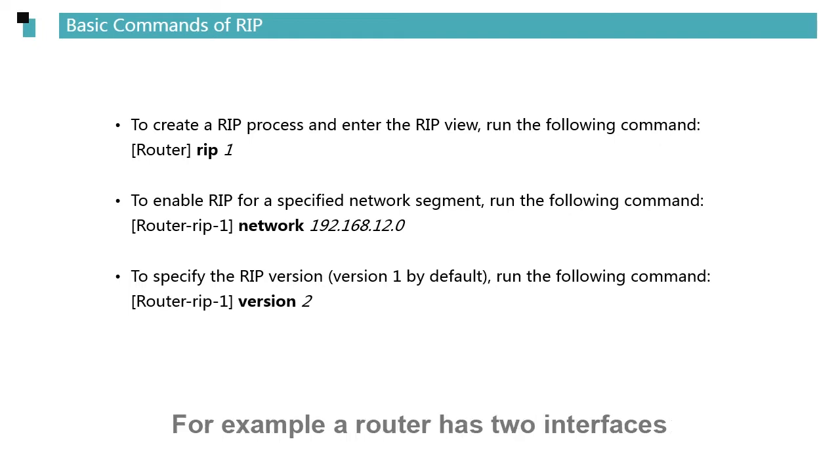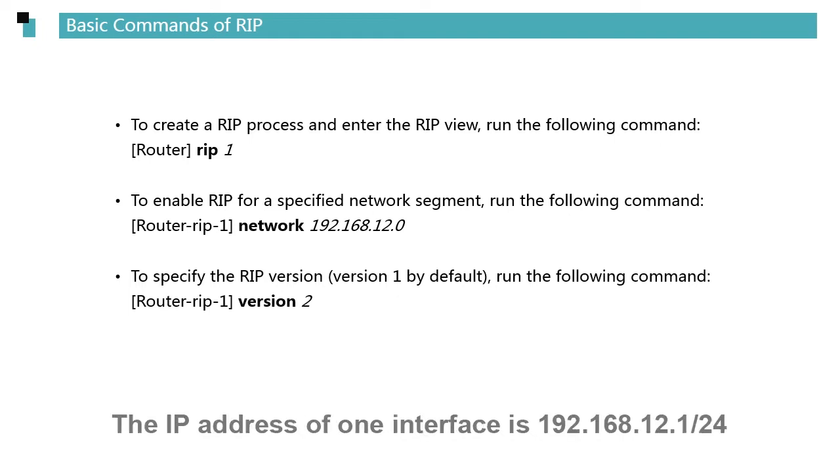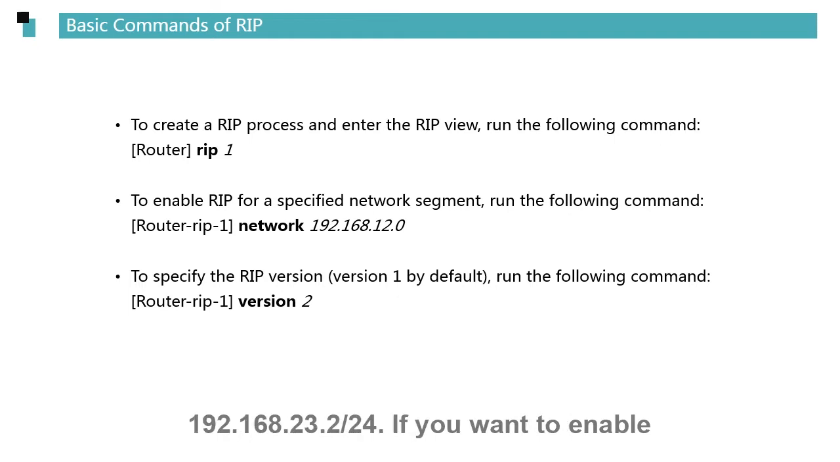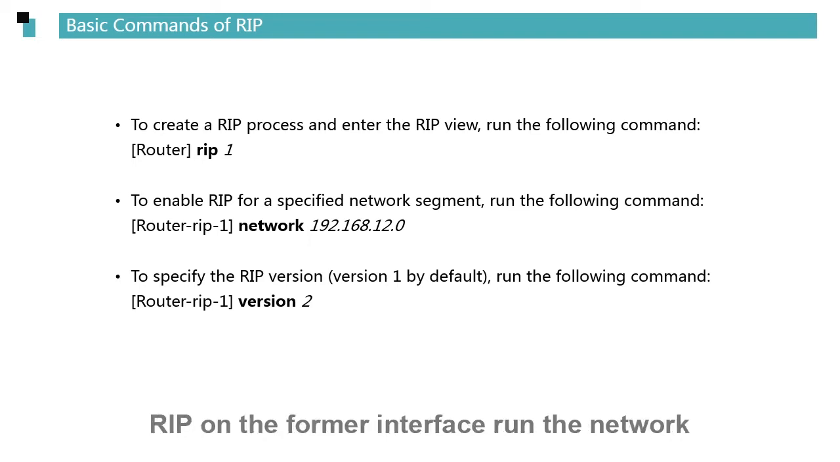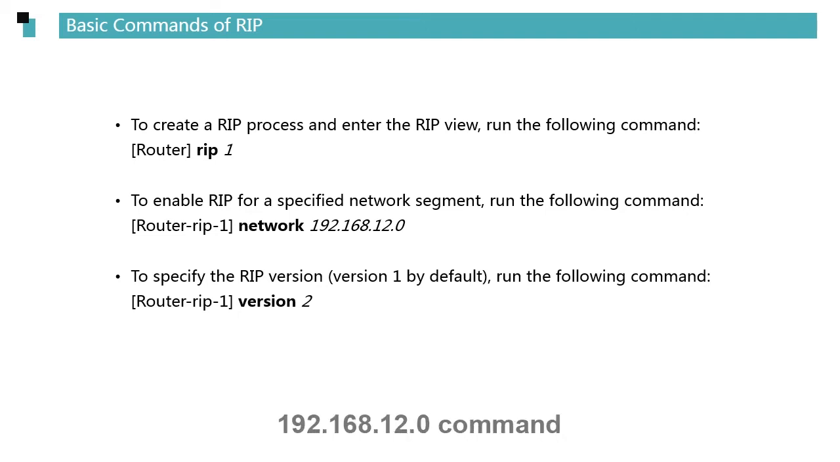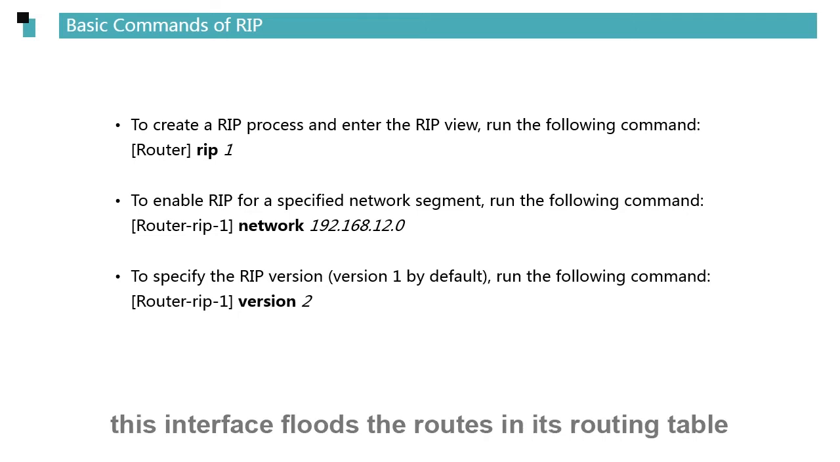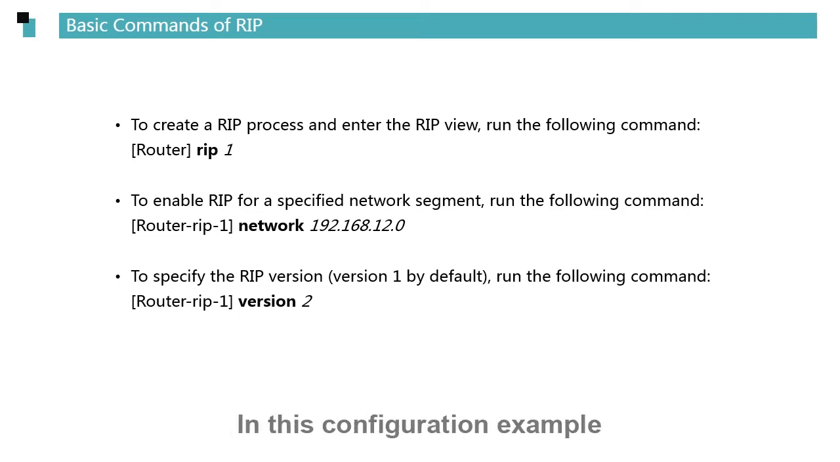For example, a router has two interfaces. The IP address of one interface is 192.168.12.1/24, and the IP address of the other interface is 192.168.23.2/24. If you want to enable RIP on the former interface, run the network 192.168.12.0 command. After RIP is enabled on the former interface, this interface floods the routes in its routing table.